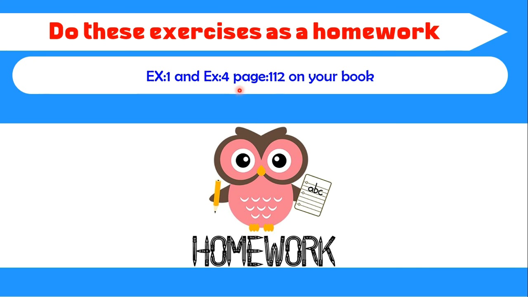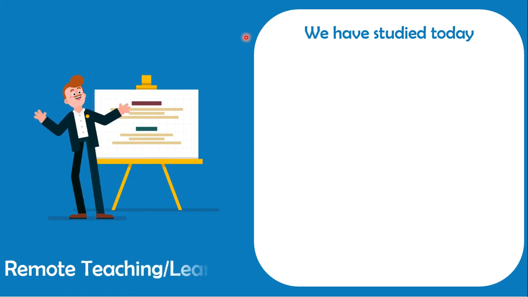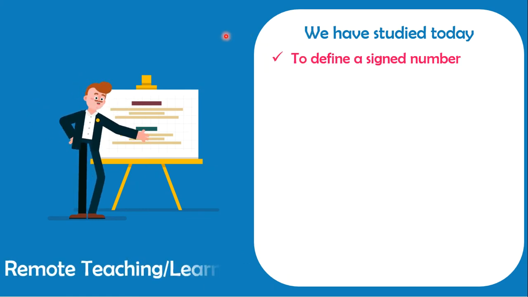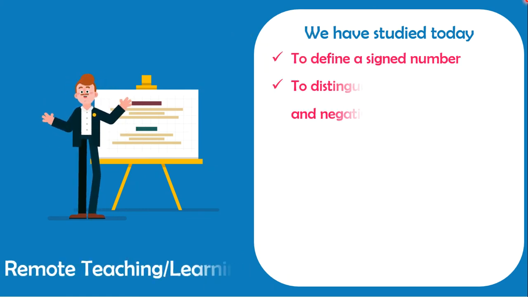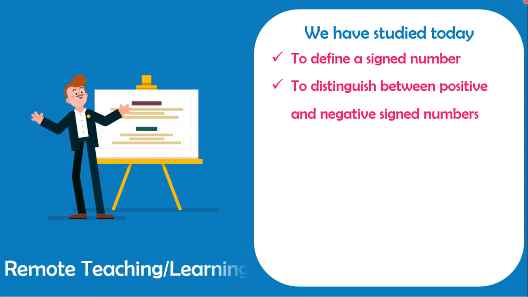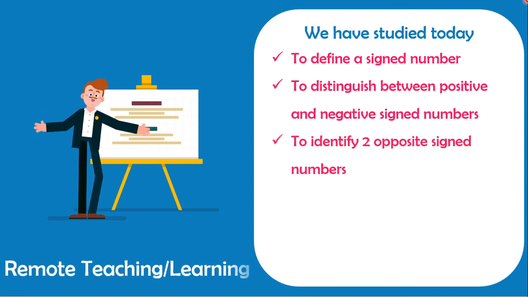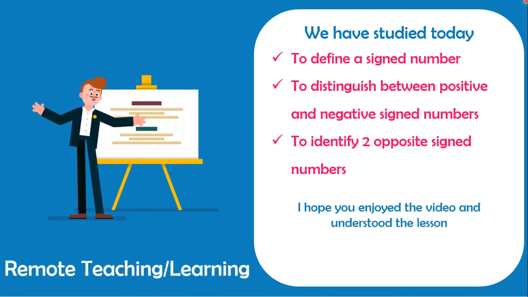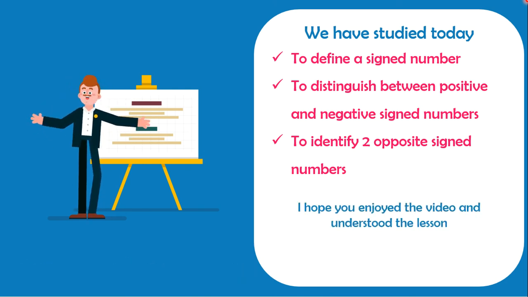Exercise 1 and exercise 4, page 112 in your book. We have studied today to define a signed number, to distinguish between positive and negative signed numbers, and to identify two opposite signed numbers. I hope you enjoyed the video and understood the lesson.